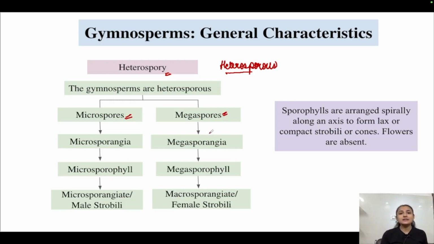Homosporous means that the same kind of spores are produced, right? But heterosporous means two different kinds of spores are produced. Microspores and megaspores. Microspores are the male spores and megaspores are the female spores. Okay?